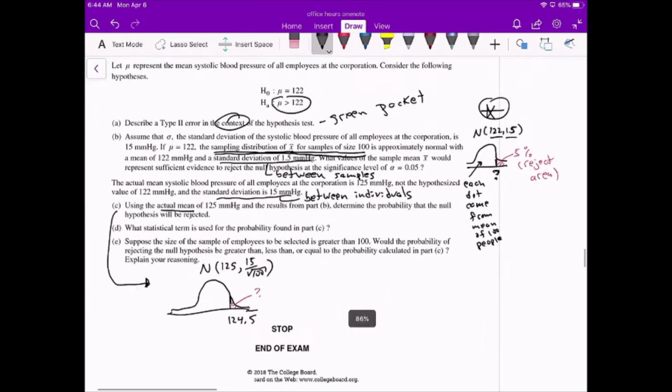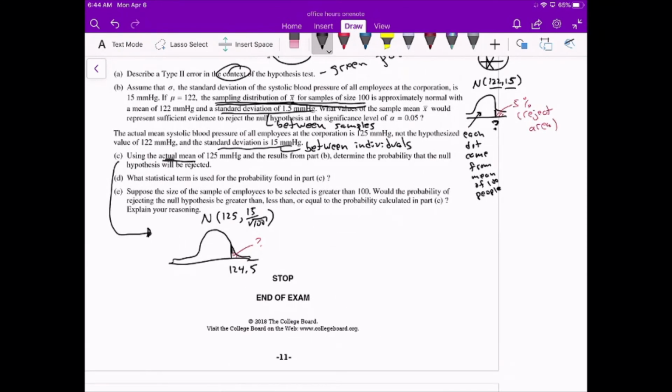For part C, okay, now they're saying, we almost never know what the actual mean is, but suppose the actual mean actually was 125. Then, in that case, a whole bunch of samples would look like this. They'd be centered at 125. The reject region would be that 124.5 that we got from part B, and so we're trying to figure out what's the chance that we would be in this reject region where the sample mean was more than 124.5.